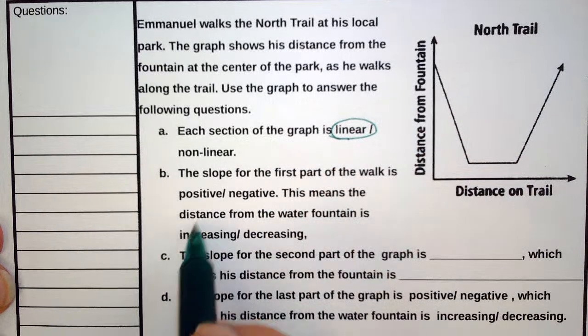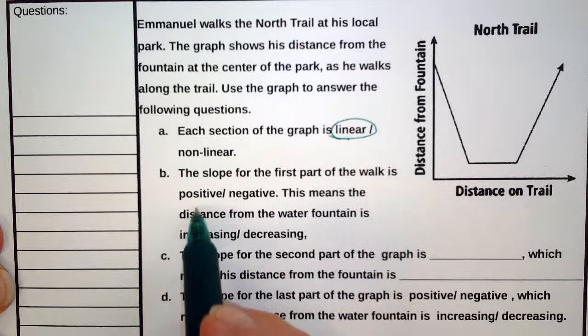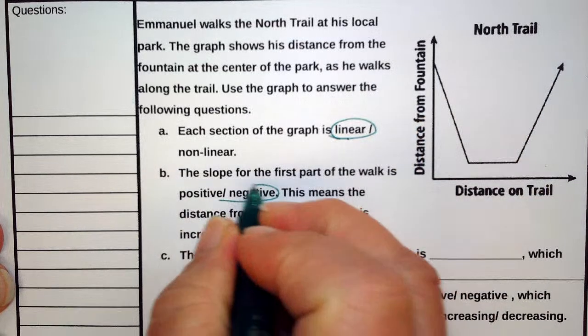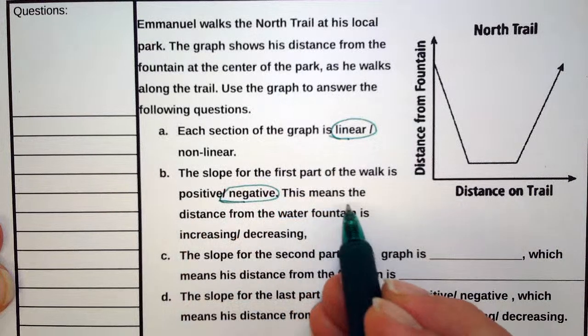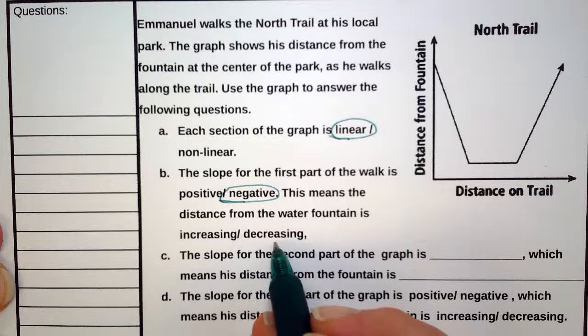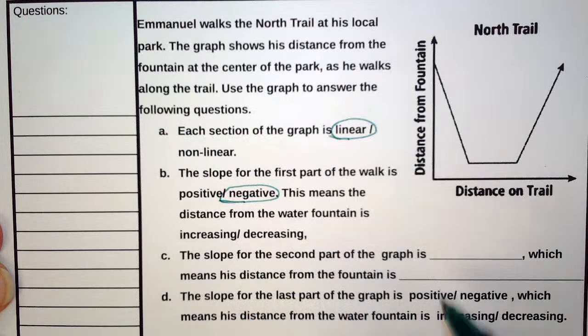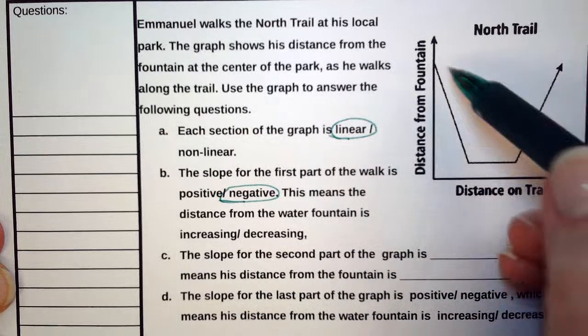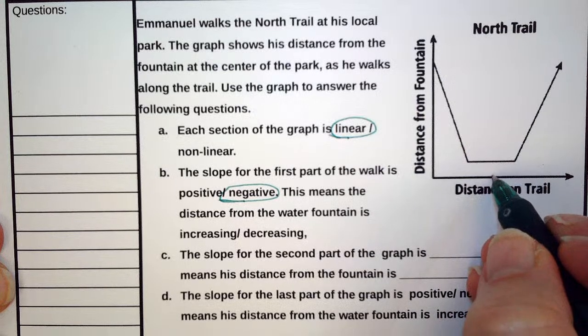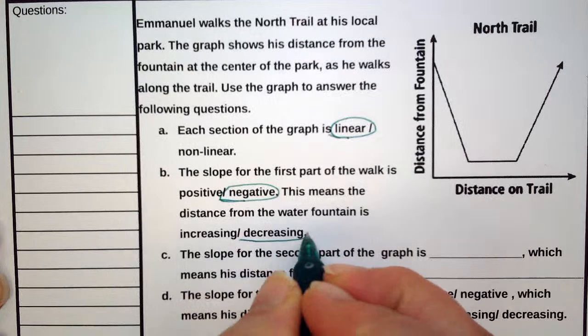The slope for the first part of the walk is positive or negative? That would be negative. This means that the distance from the water fountain is it increasing or decreasing? This is the distance on the trail. This is the distance from the water fountain. If they were right here, they would be right on the water fountain. Is it increasing or decreasing in that distance? It's decreasing.